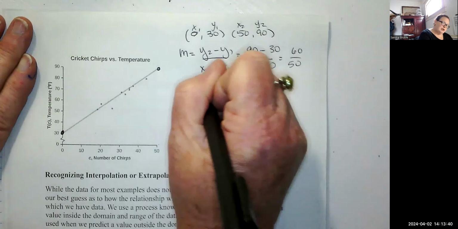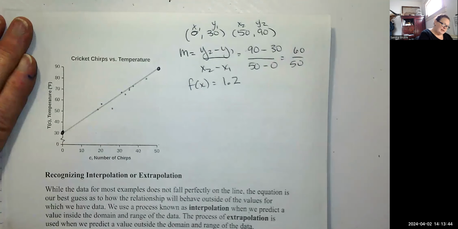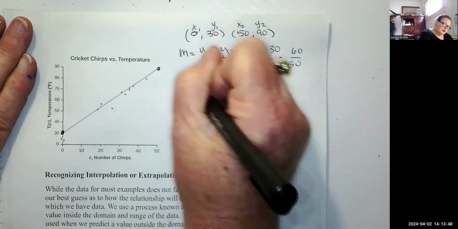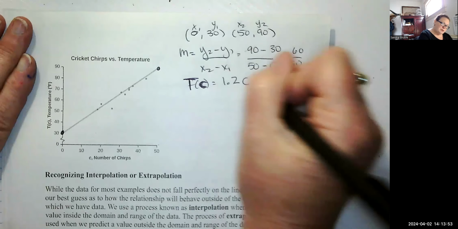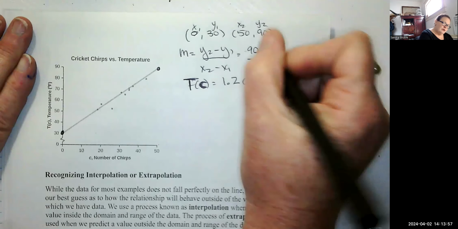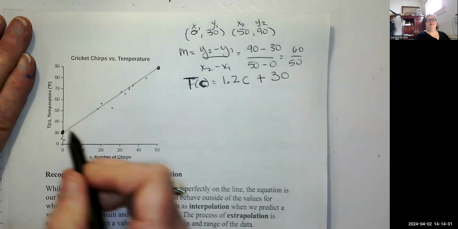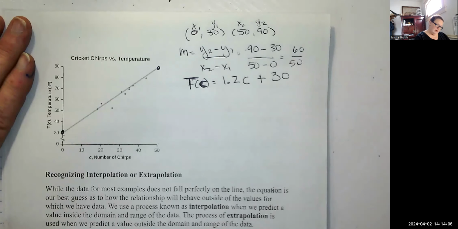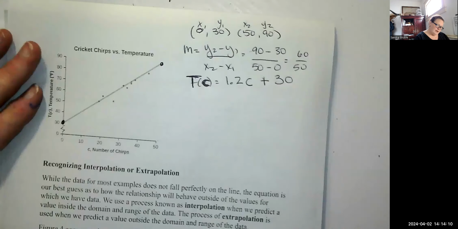So we could have a function of 1.2 times what, it actually needs to be a C, and they're using temperature. So temperature, based on the chirps, is 1.2 chirps, but if there's no chirps at all, you're going to start off with a temperature of 30 degrees. So that is our y-intercept. But there's our function. All right. Any other question for this? Nope, that looks good. All right.